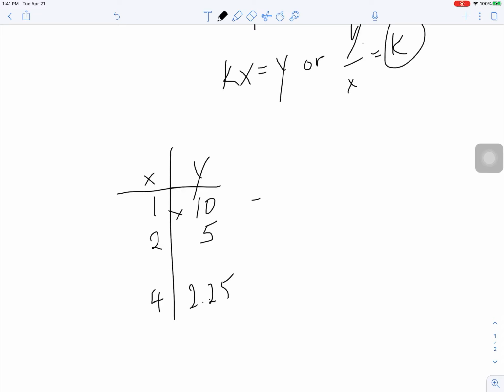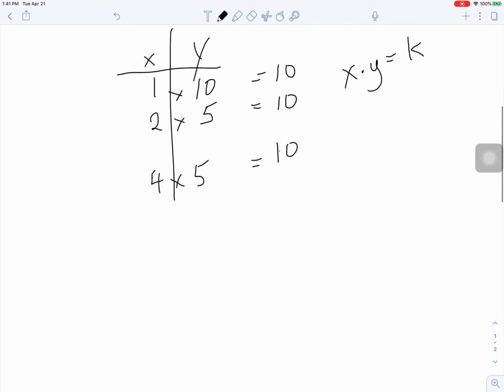4 and 2.5. Now the whole example here is that when you multiply 1 times 10, you're going to get 10. When you get 2 times 5, you're going to get 10. When you get 4 times 2.5, oh boy, I'm still doing it wrong. 4 times 2.5, you're going to get 10. So you can see that if we go x times y, we're going to get your constant.